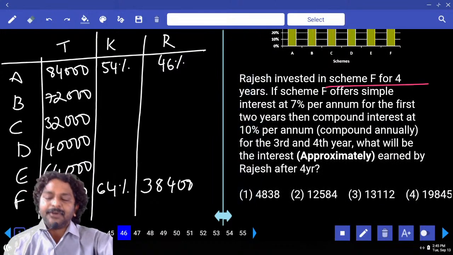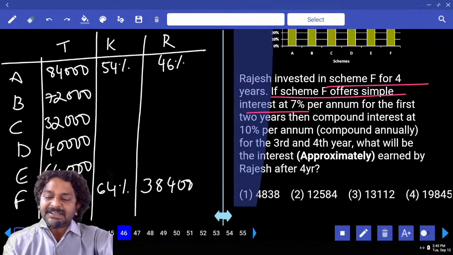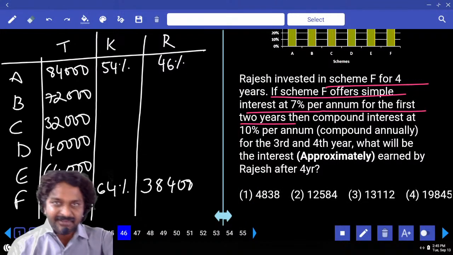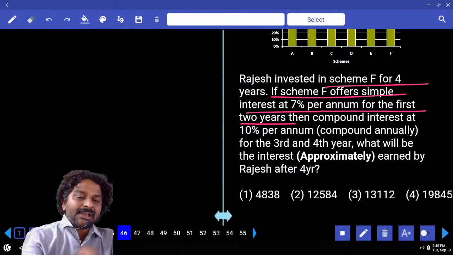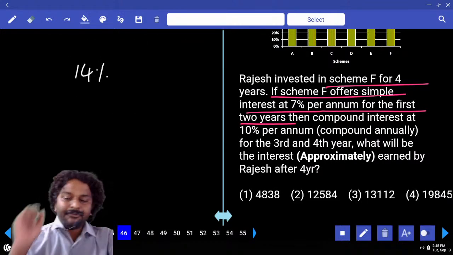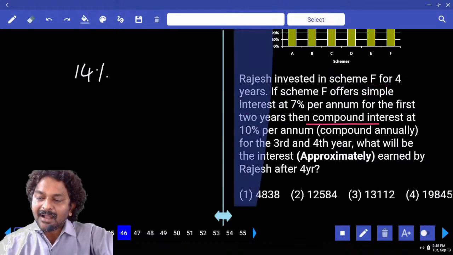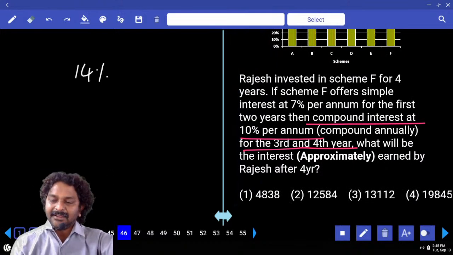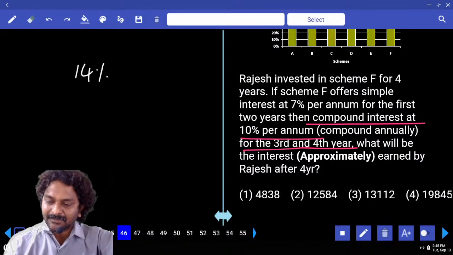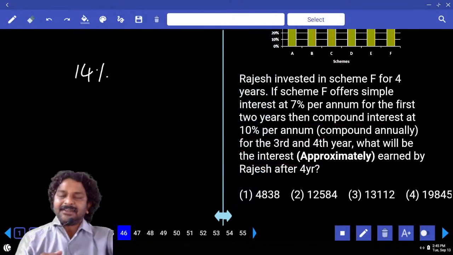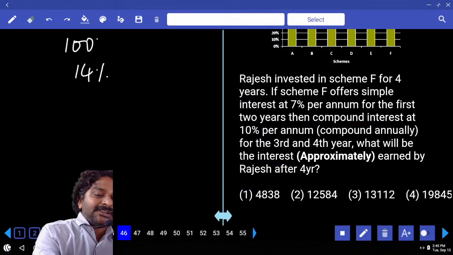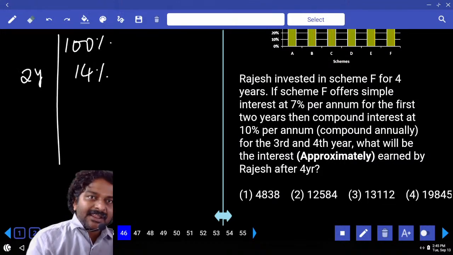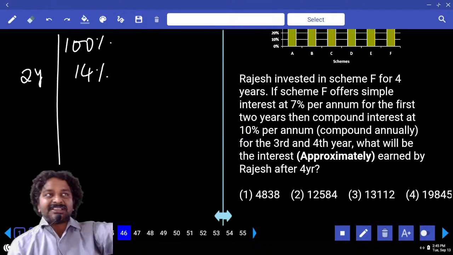He invested it for 4 years. He may offer simple interest at 7% per annum for the first 2 years. So for the first 2 years, how much interest will we get? 14%. Then compound interest at the rate of 10% per annum for the third year and fourth year. Right. ఇక్కడ 2 cases వస్తాయి, చెప్తా వినండి. Now we were asked to calculate the total interest. Right. So you know that the principal is 100% only. First 2 years, how much is the interest? 14%. Correct?